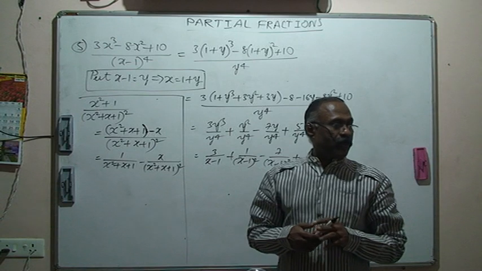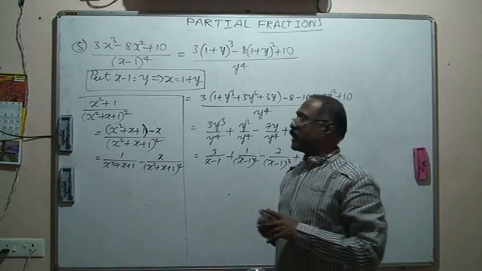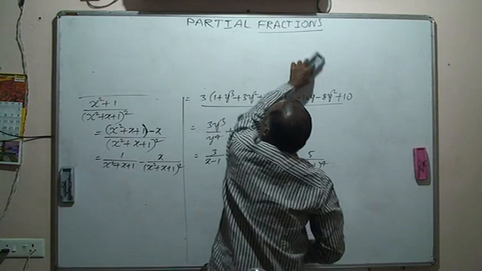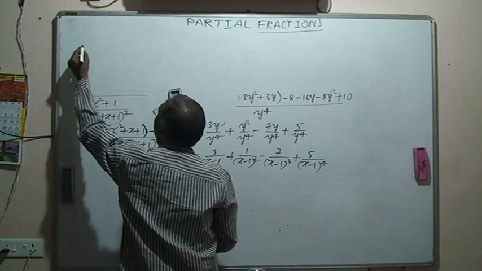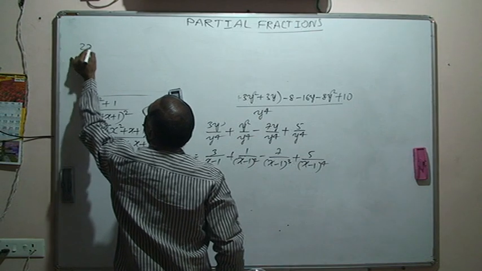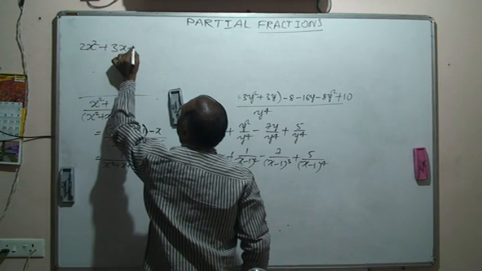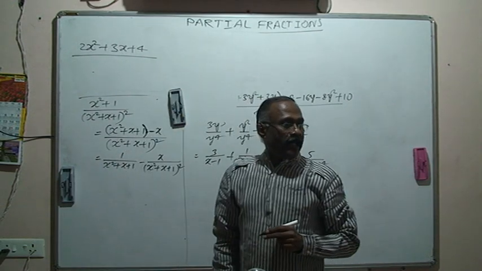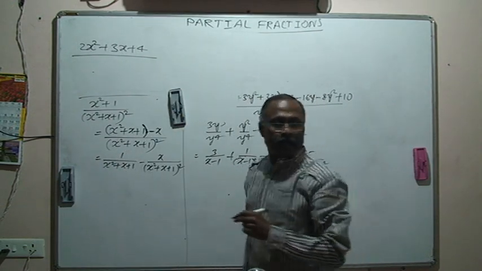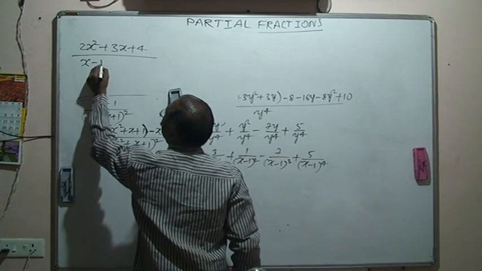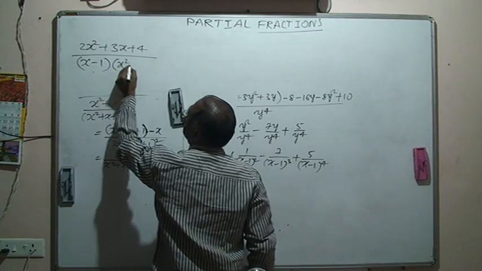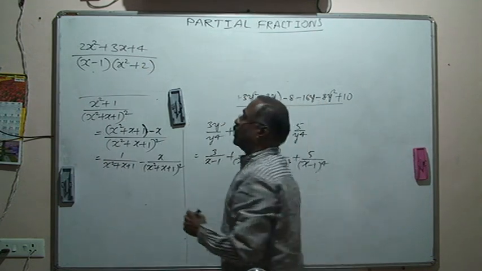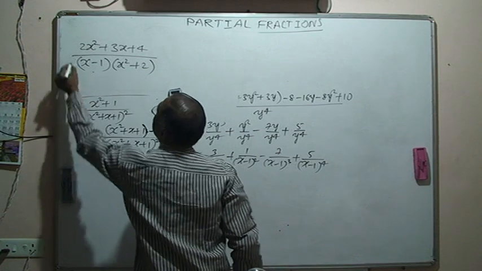Next one is 2x square plus 3x plus 4 divided by x minus 1 into x square plus 2. Okay, now this problem is the 6th one and this is the 7th one.